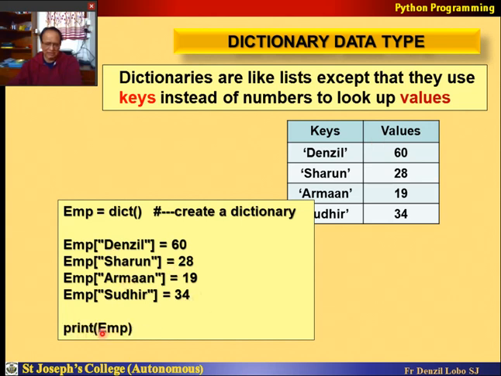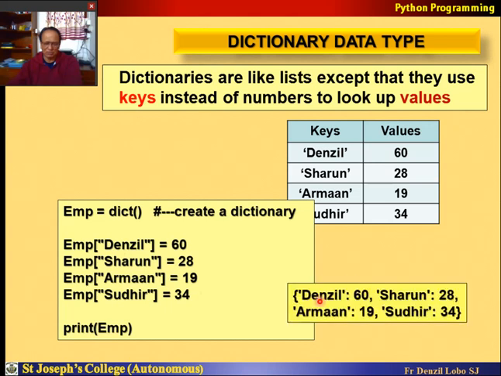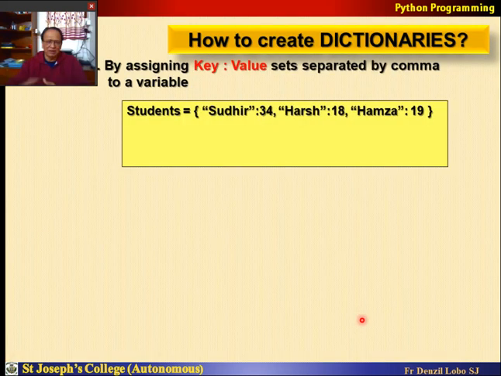Suppose that then I say print emp. As you see, it prints the dictionary and you have the key values, and everything is separated by commas. In the list also we had data items separated from each other. But the difference here is that you have a set of key and value separated by a colon, and so this is therefore a dictionary data type.